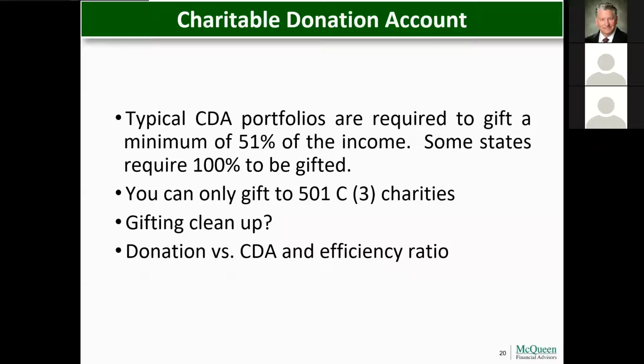Right, absolutely. And then finally on this page, donation versus CDA efficiency ratio. Hey, if you're giving to charities right now, that's coming out of your bottom line. That's coming out of your expenses, right? So if we can earn a little bit more on these accounts, that's going to help with our efficiency ratio. And that's what we want to be doing right now. Any way that we can improve our income and reduce our expenses, that's the name of the game.